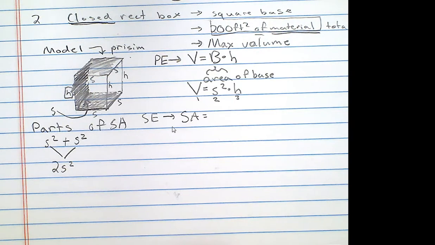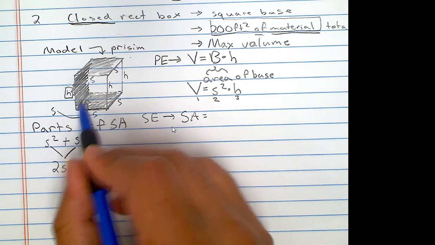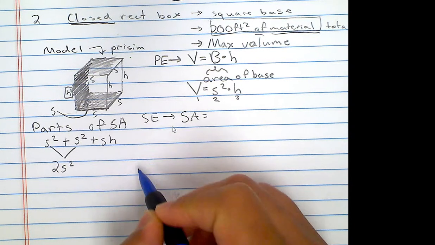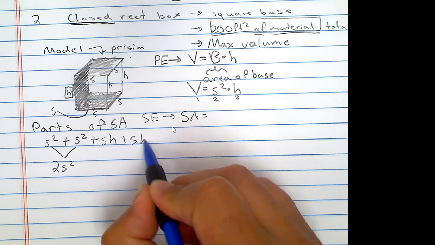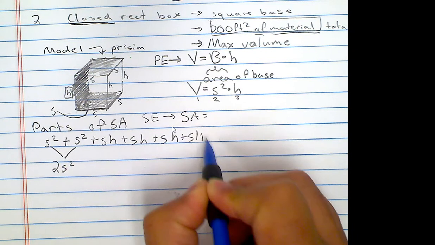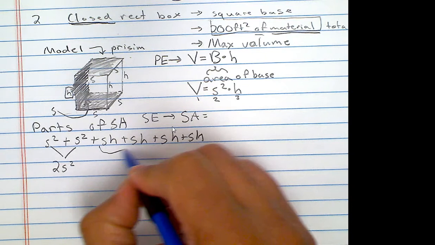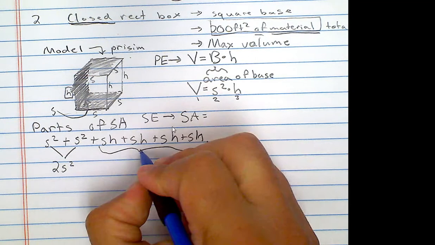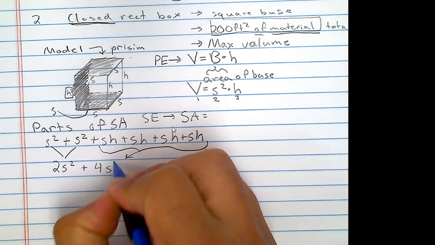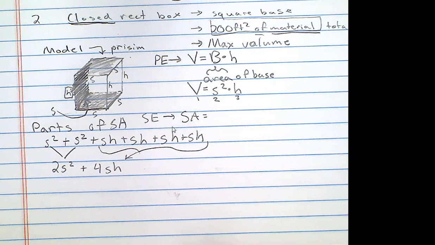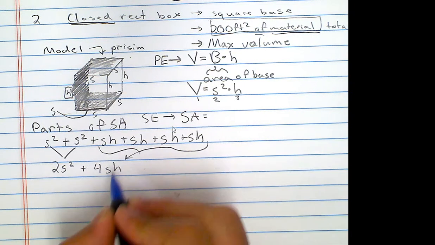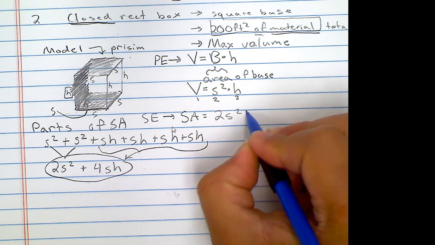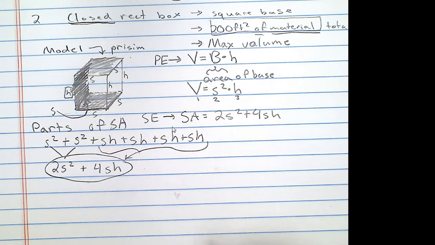Alright, I don't know if that helped, but this is side times H, right? And how many are there? There are 4, so plus side times H, plus side times H, plus side times H. Doesn't that give everything? That does give everything. We found the surface area formula. Huzzah! And essentially now we're done. That's the surface area formula. So this goes right here, 2 side squared plus 4sh, and there's our surface area formula.